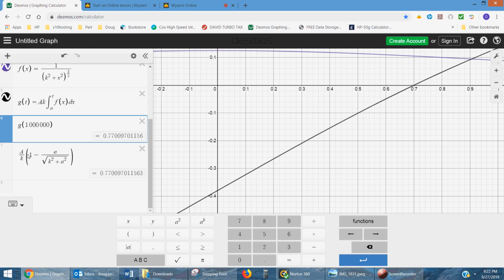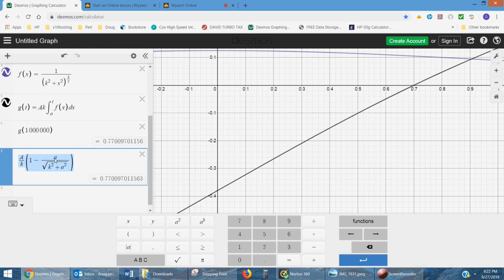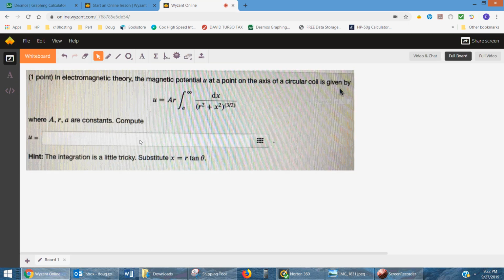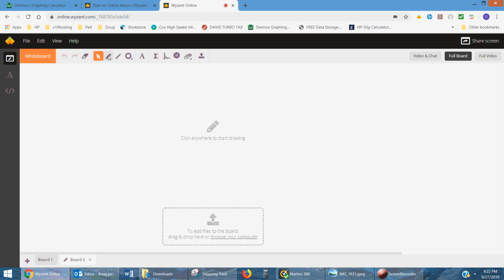so the question is, how did I come up with this answer? All right. I'm going to see if I can copy this onto, no, I can't. Okay. So anyway, we'll go to board 2, and I'll copy down the original problem.